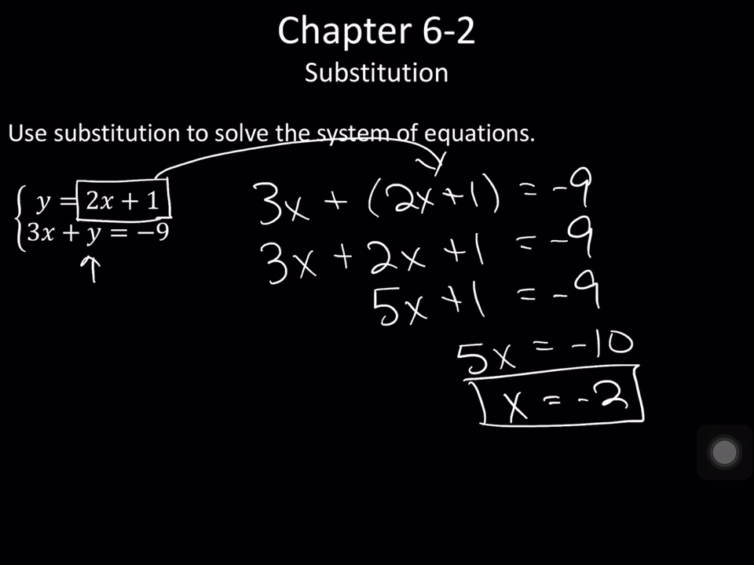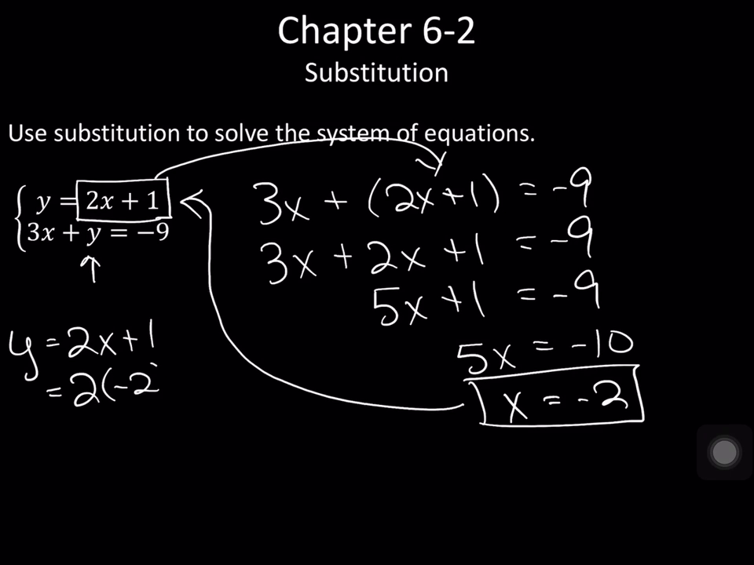But remember, the solution to a linear system is an ordered pair, right? So now I need to know what y equals. So let's go all the way back up here to this original equation that had y equals. And it told me that y equaled 2x plus 1. Except now I know that x equals -2. So we'll substitute again and we'll evaluate. Okay? So 2 times -2, -4, plus 1 is -3. And that's what y equals.